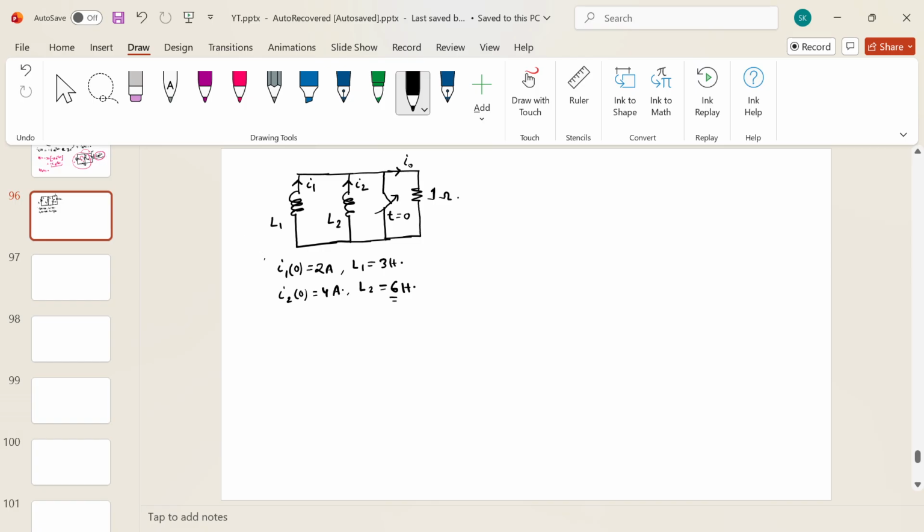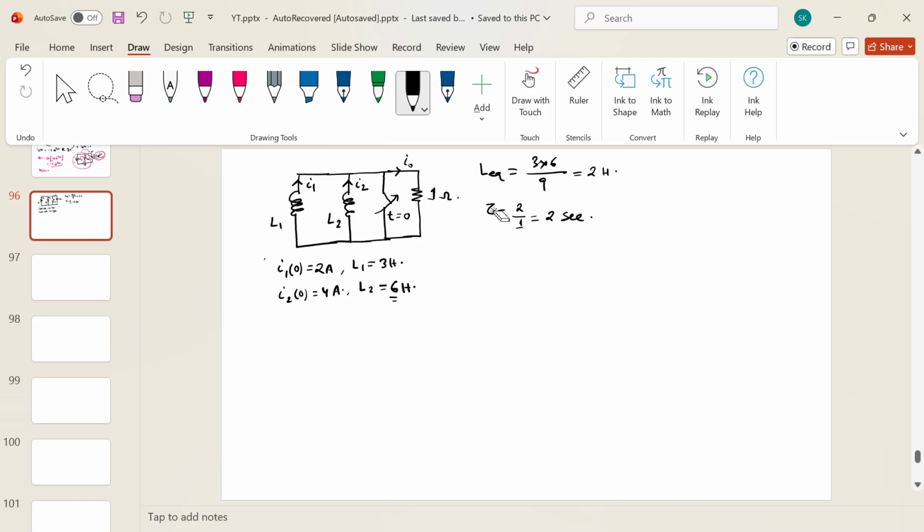First of all, let me tell you what will be the time constant for the circuit, because the time constant is an important parameter to analyze transient circuits. So for these two inductors L1 and L2, the equivalent inductance L equivalent is 3 into 6 by 9, so it is 2 Henry. So the time constant of the circuit is 2 by 1, right? So 2 seconds is the time constant.